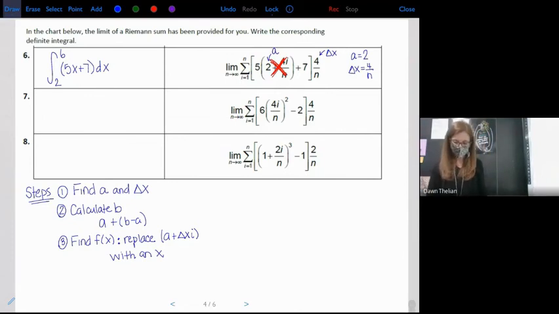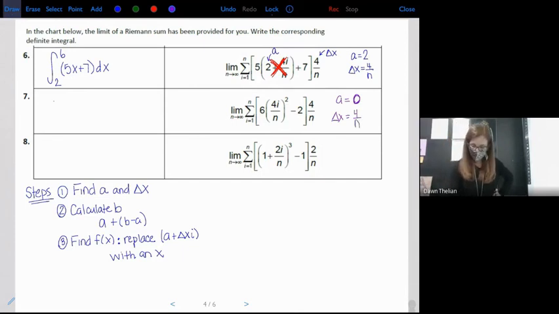Let's try another one. The limit as n goes to infinity, the summation of, well, I'm supposed to find a, and in this one I just have 4i over n. What would that make a if it's just not added there? 1. Good guess, but not 1, because I would have to see a 1 plus. 0. A is 0. If you don't see a something plus, then the only thing that's allowed to drop out is a 0. And then the delta x is that 4 over n on the end of this.